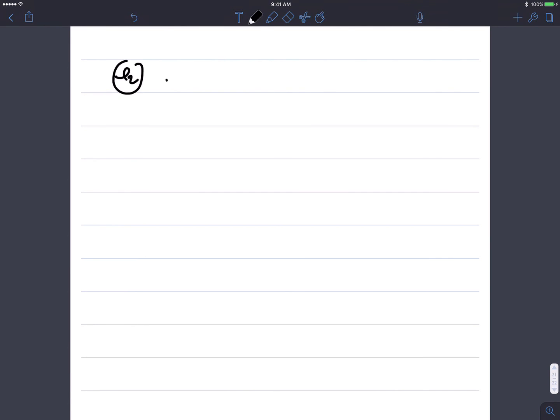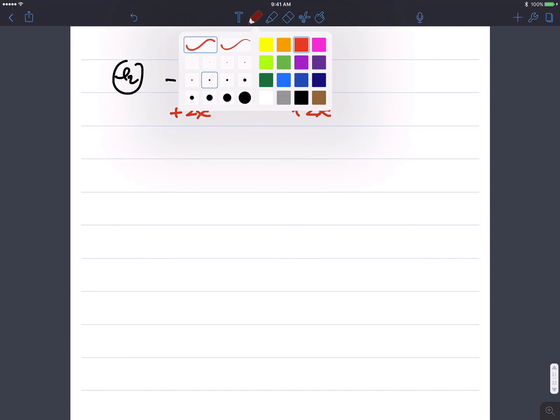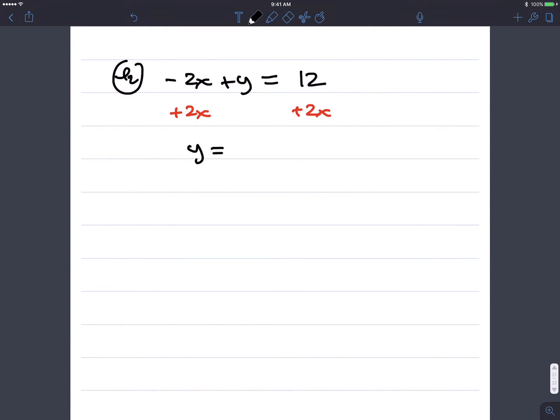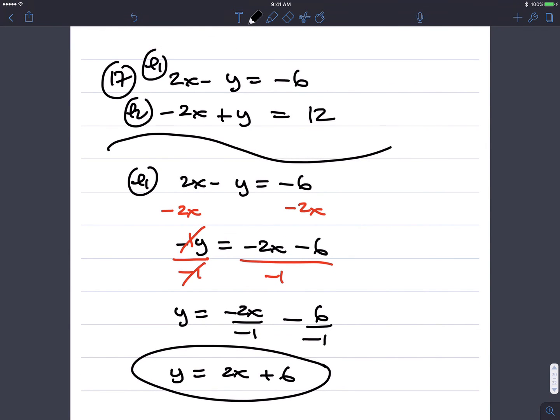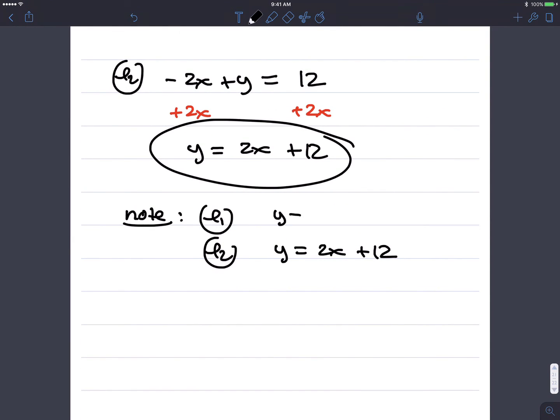Line 2. Negative 2x plus y is 12. I'm going to add 2x to both sides. Y is 2x plus 12. Let's note what we have here. Line 1, line 2. Y is 2x plus 12. Y is 2x plus 6.